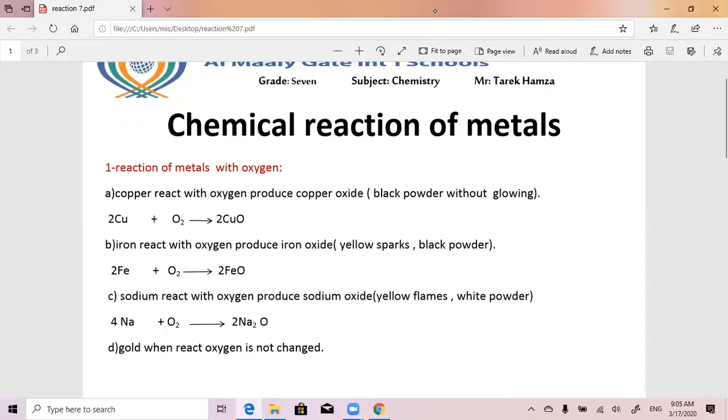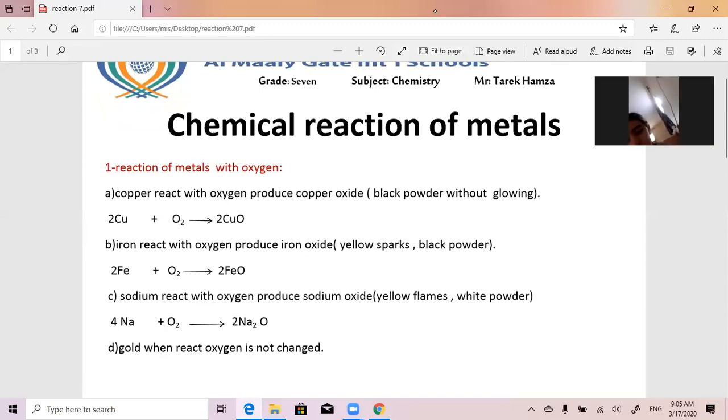Now, the first element here is copper. Copper reacts with oxygen to produce copper oxide. What are the properties of copper oxide? Copper oxide is a black powder, with glowing.